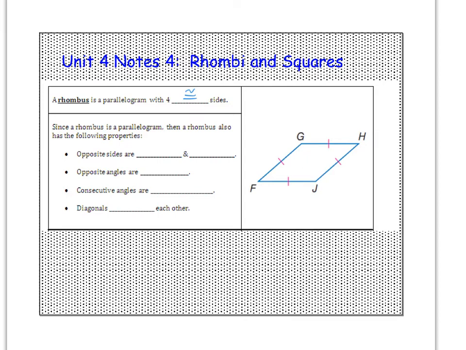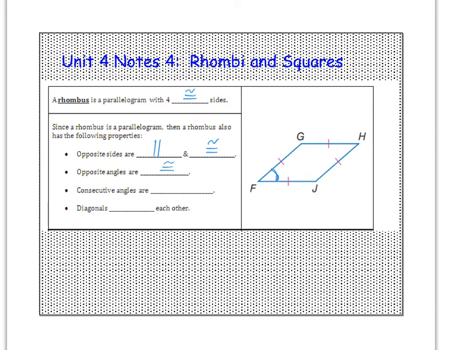The plural for rhombus is rhombi. Like if you have fungus, it's fungi, or octopus, octopi. Rhombus, rhombi. And a rhombus, notice it said it was a parallelogram. So opposite sides will be parallel and congruent, just like a parallelogram. Opposite angles will also be congruent.